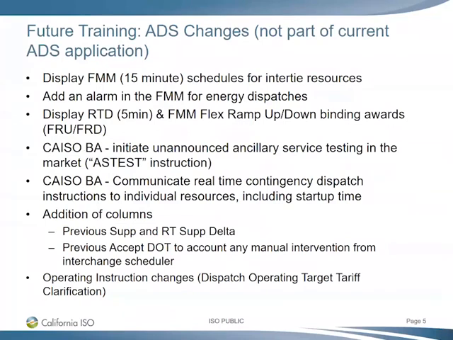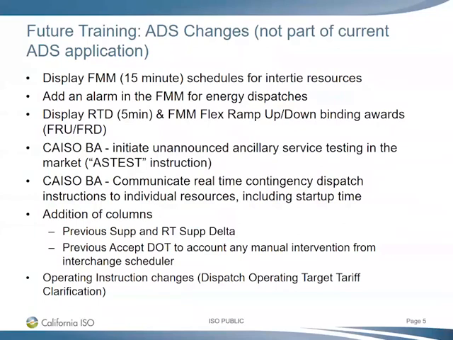So we'll talk about things like displaying the FMM schedules for intertie resources and alarm associated with that. We'll talk about the flex ramp up and down binding awards and how that's going to look in ADS as well. We'll also include the unannounced ancillary service testing moving into ADS. I think currently, if you are familiar with that process, that happens verbally.